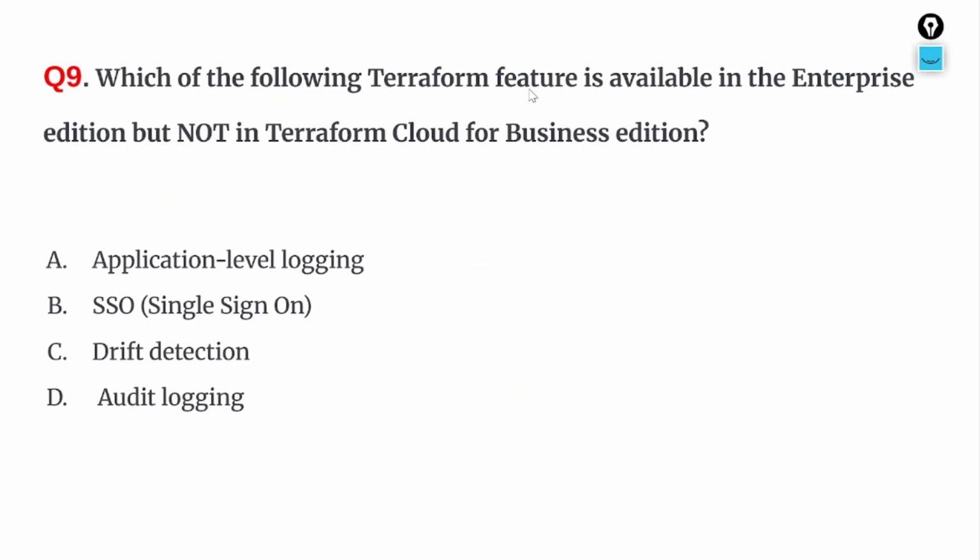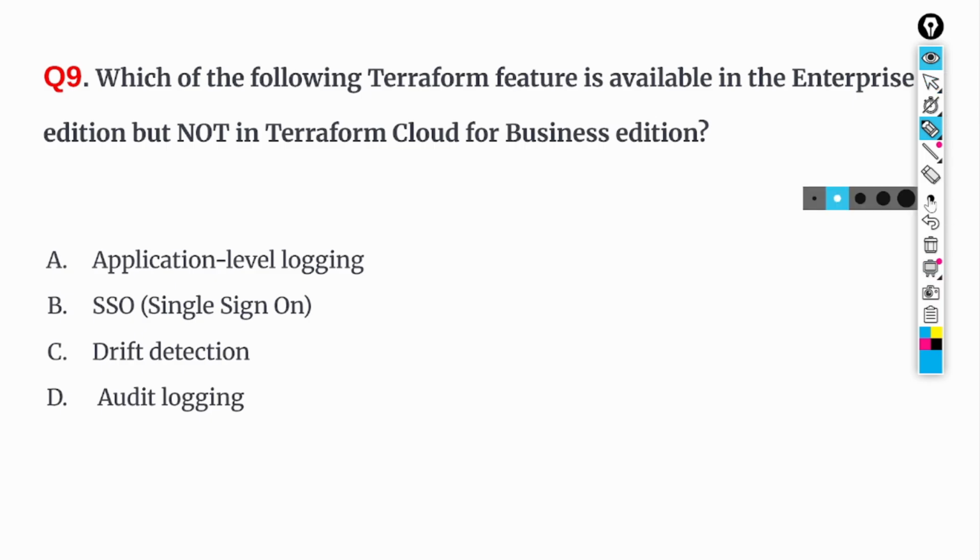Question number 9. Which of the following Terraform features is available in the Enterprise Edition but not in Terraform Cloud for Business Edition? These are the two editions for Terraform. When you configure it, you will understand the Terraform Enterprise and Terraform Cloud for Business editions. Option A is application level logging. Option B is SSO. Option C is drift detection, and option D is audit logging.